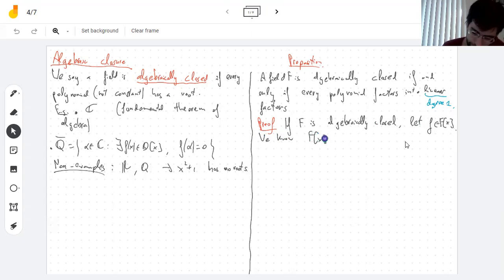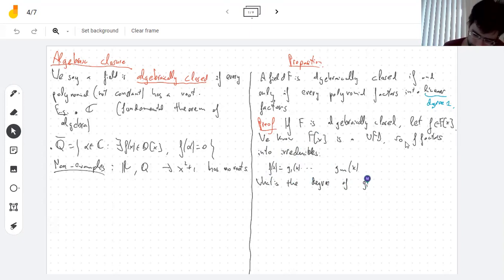We know the polynomial ring over any field, whether algebraically closed or not, is a UFD. So f factors into irreducibles. Let's call them g1. So what is the degree of these polynomials? Well, we want to show that it's one. If it's one, then we're done. We factored it into linear factors.